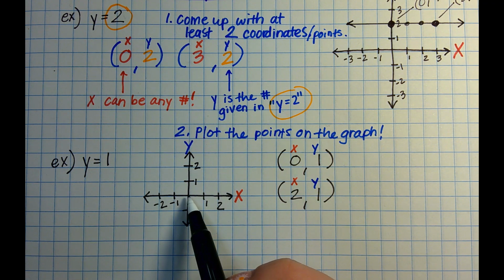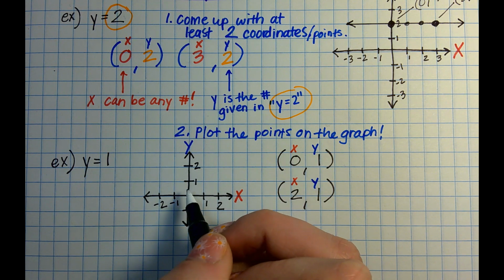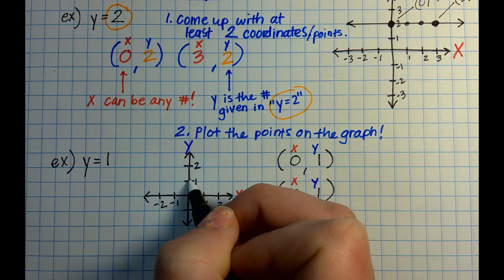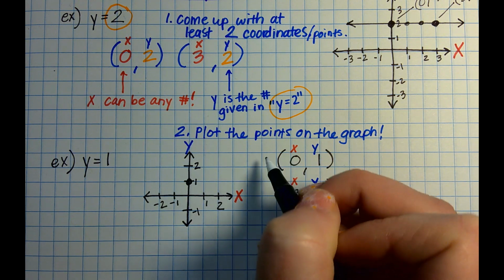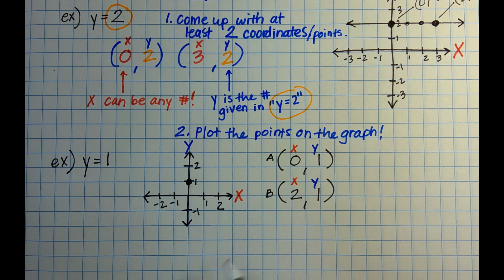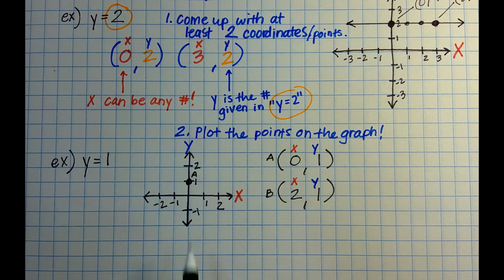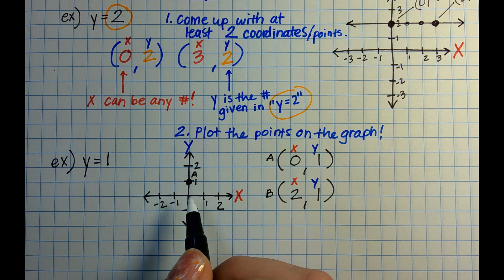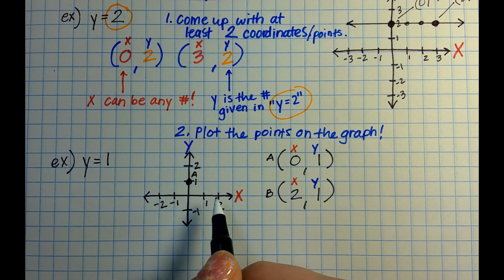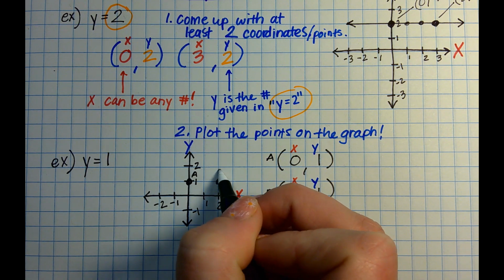0 on my x, so I'm not moving left to right. 1 for my y, so I go up 1. Okay, and I'll just call this point A and point B. So I'll label this as point A. And where should I go to label point B? Good, over 2, up 1. Right there. There's B.